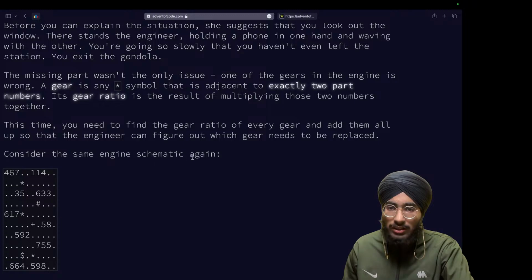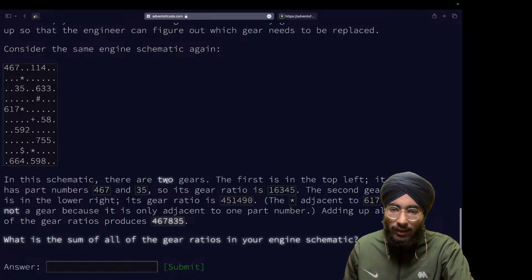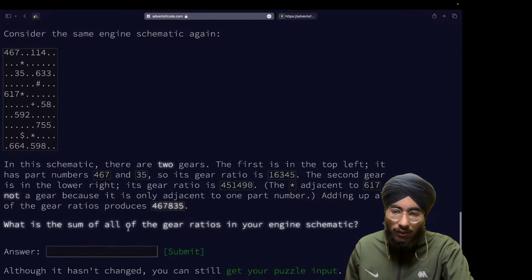Consider the same engine schematic again. In this schematic, there are two gears. The first one is top left. Oh yeah, this part has numbers 467 and 35, so its gear ratio is this. And the second is in the lower right. Its gear ratio is this. The 617 is not a gear because it is only adjacent to one number. Adding up all the gear ratios produces this. What is the sum of all the gear ratios in your engine schematic?